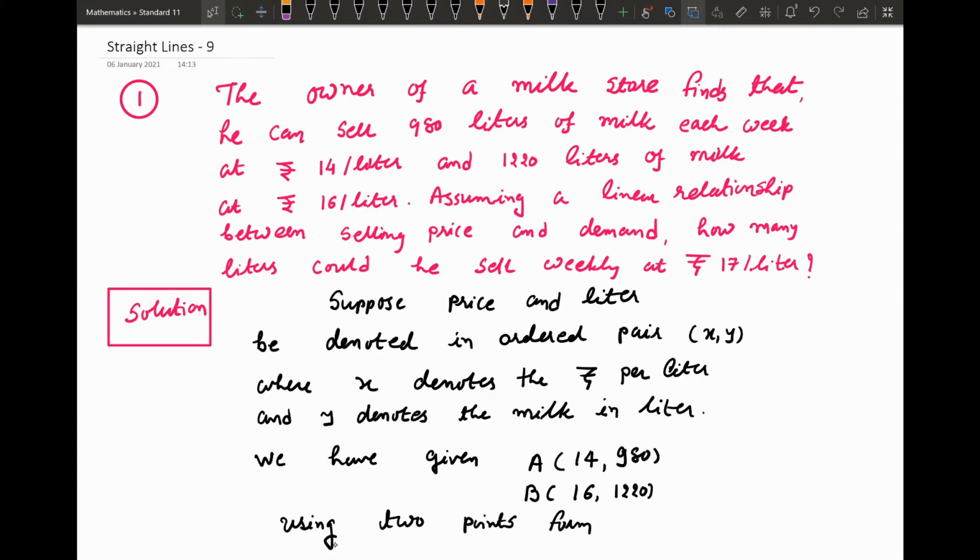So again, the question is: the owner of a milk store finds that he can sell 980 liters of milk each week at the rate of 14 rupees per liter and 1220 liters of milk at the rate of 16 per liter, assuming a linear relationship between selling price and demand. How many liters could be sold weekly at the rate of 17 per liter? So we will form a linear relation between price and liter.